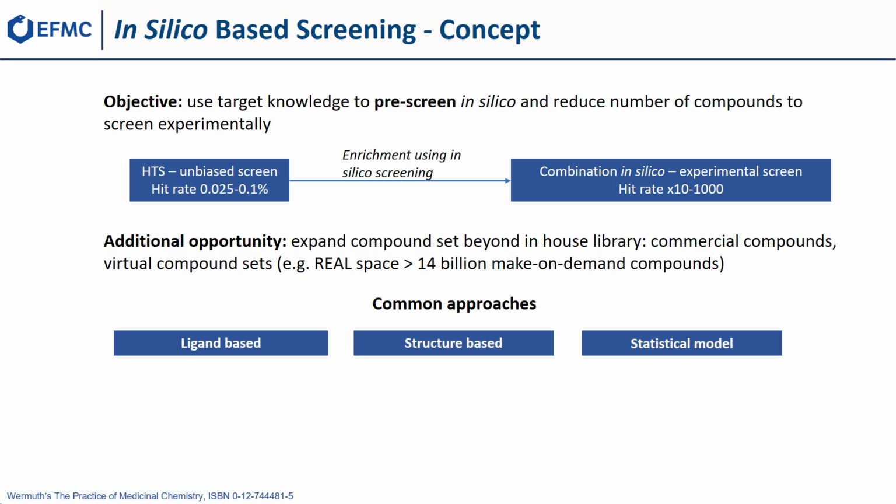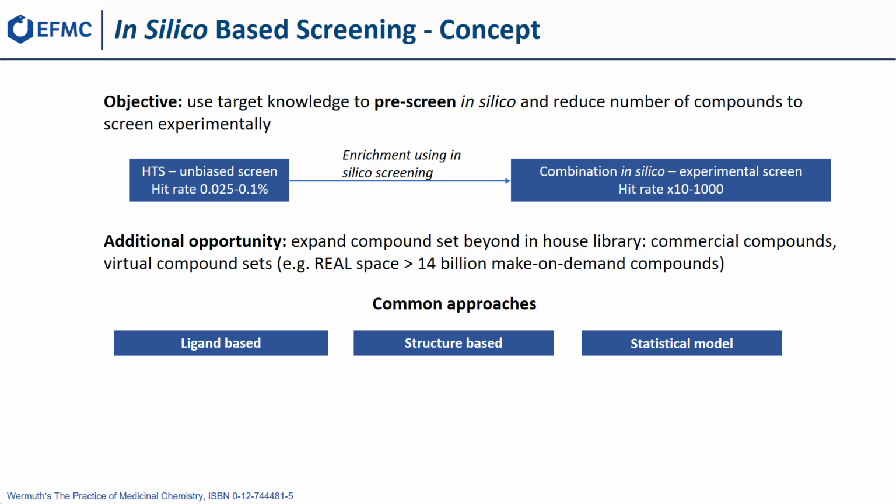So the last of the classical screening approaches is the in silico based screening. Here we're going to use the target knowledge to pre-screen in silico using computational methods, and do that to reduce the number of compounds to screen experimentally. If you would run an unbiased screen in HTS, you would typically have a hit rate around 0.1%, maybe a bit lower or higher. But if you enrich using in silico screening, by combining in silico and experimental screen, you can get a hit rate 10 to 1,000-fold higher.